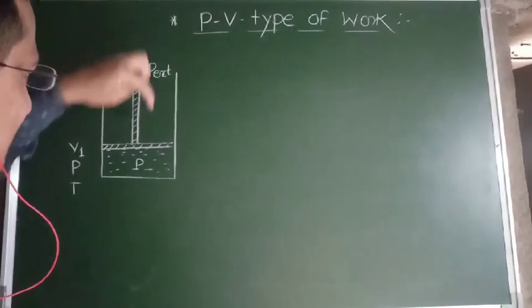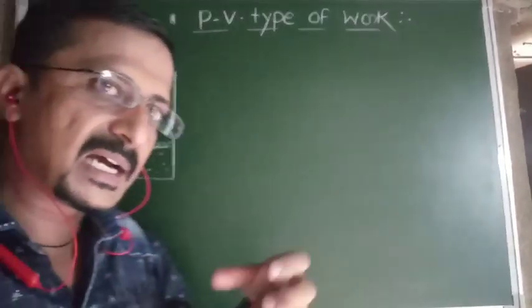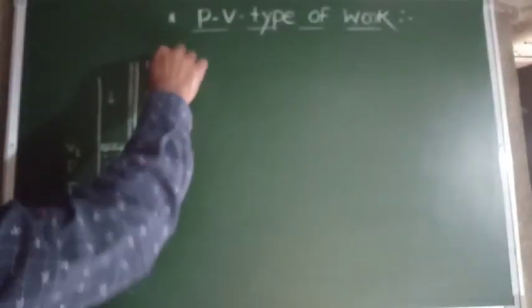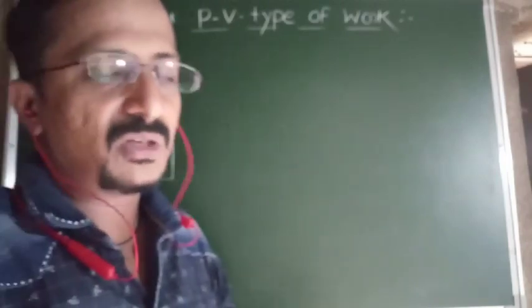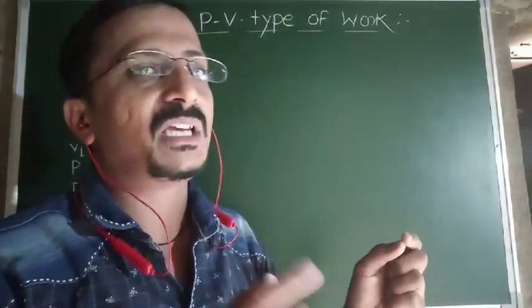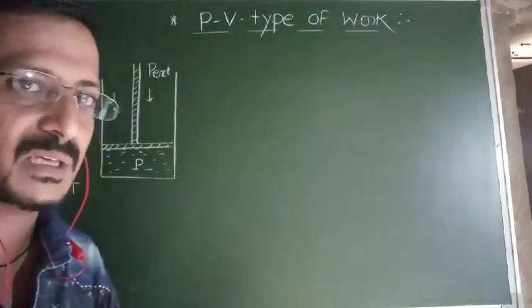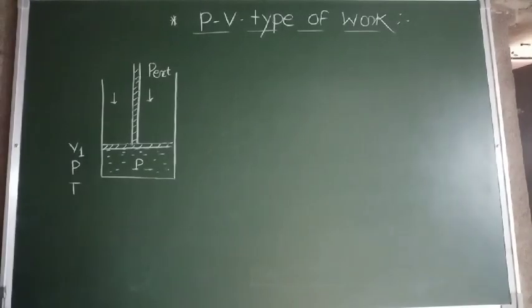So when the external pressure is exactly equal to the pressure of the gas inside the cylinder, when these two are equal, then the position of the piston is fixed. It does not move either in upward or downward direction, and then we say that the system is under thermodynamic equilibrium. We studied already what thermodynamic equilibrium is.